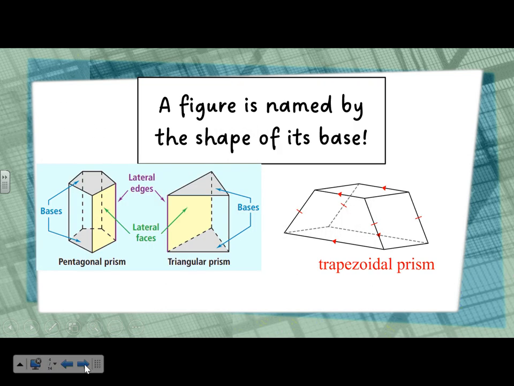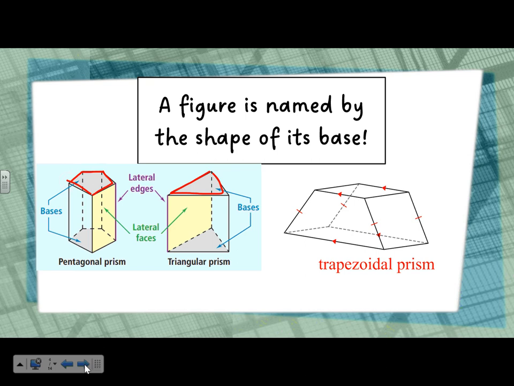So a figure is named by the shape of its bases. If you look, the bases are the parallel sides. I guess that's one of the things I could stress. The bases are the parallel sides. So for this one, it's the top and the bottom. It's a pentagon, so it's a pentagonal prism. This one, triangle, so it's a triangular prism. And this one is a trapezoid, so it's a trapezoidal prism.